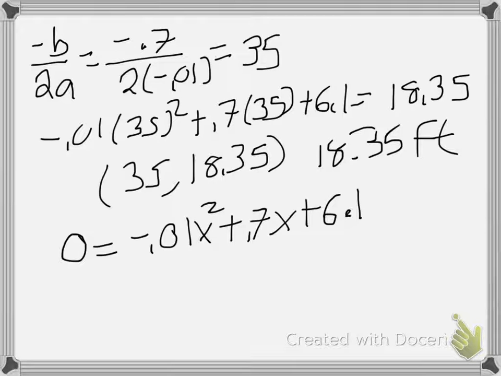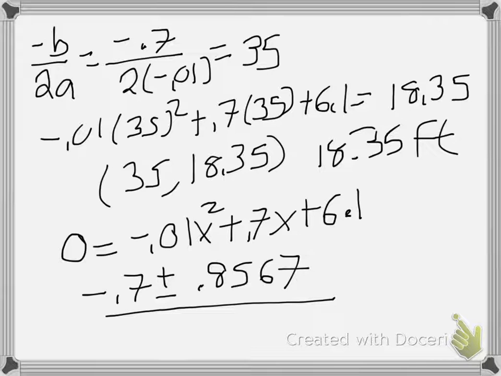Now, you can try all day to factor that, but that's not going to work very well, so we need to use our quadratic formula. That's the best way to go about getting the values here. So when we plug in everything into the quadratic formula, we're going to end up with negative 0.7 plus or minus 0.8567. It's a long decimal, but if you don't get those four numbers, you did something wrong with your radical. And it's going to get divided by negative 0.02.